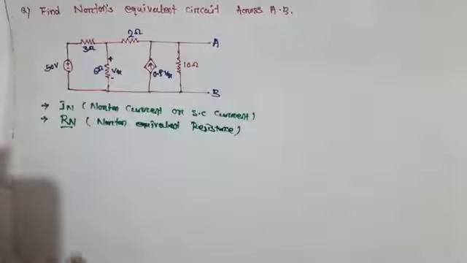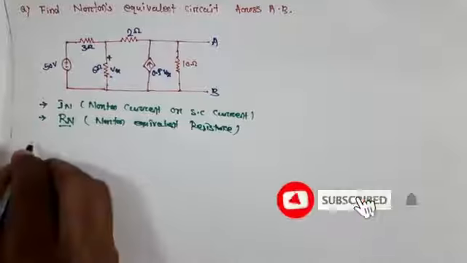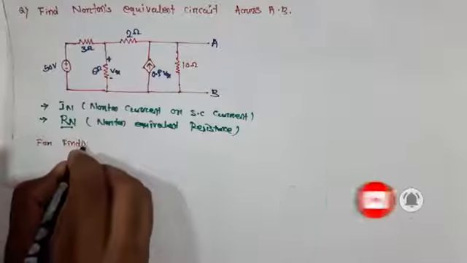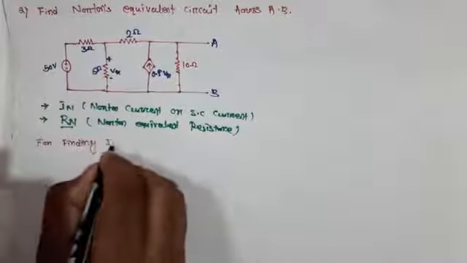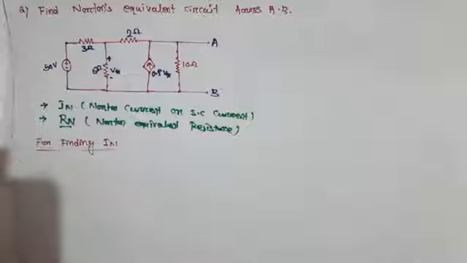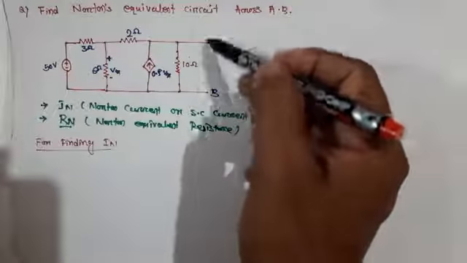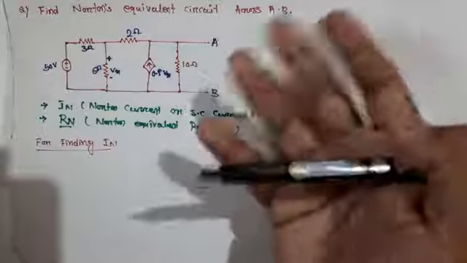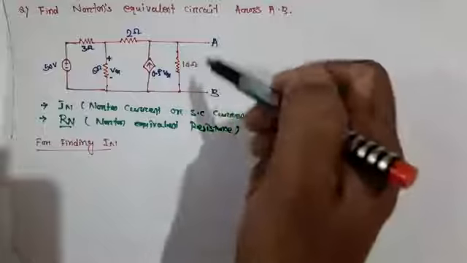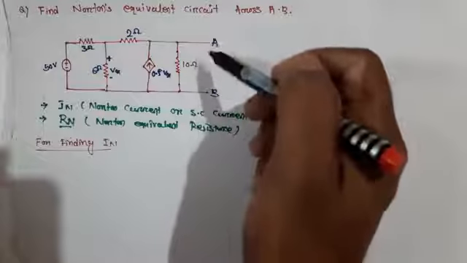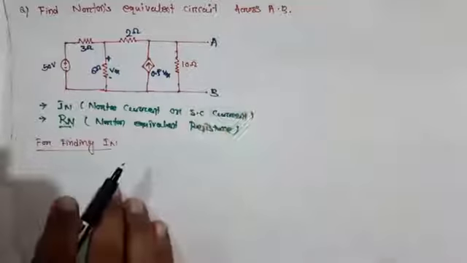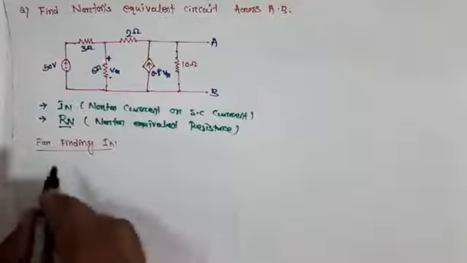For finding IN we need to short circuit this branch. Here we need to find the Norton equivalent circuit across AB, so we need to short circuit this AB. We redraw the circuit likewise.